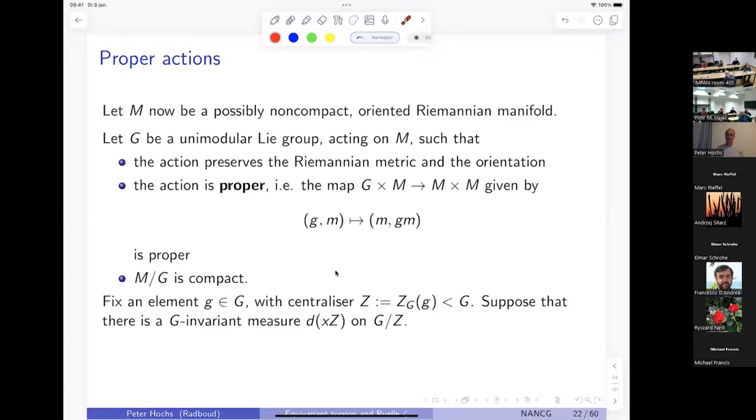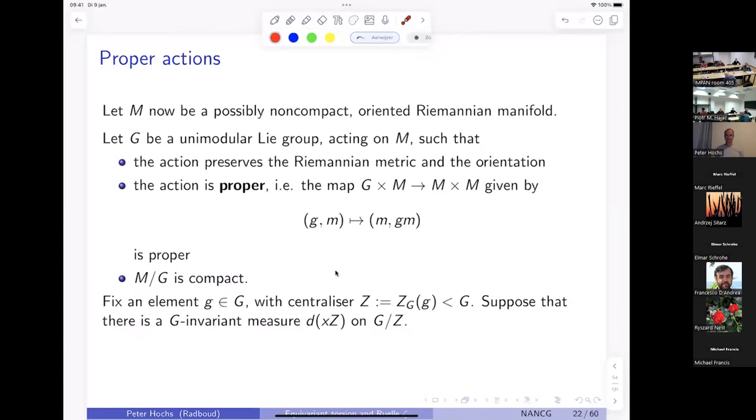And you are assuming something about the quotient only with respect to the centralizer of some element. This is different. That means an invariant measure. So I'm looking at two quotients: the quotient of M by G, which is compact, but not necessarily a manifold. If the action is free, it's a manifold, but not in general. And this is not a quotient, but I'm just taking a measure. Does that clarify things?